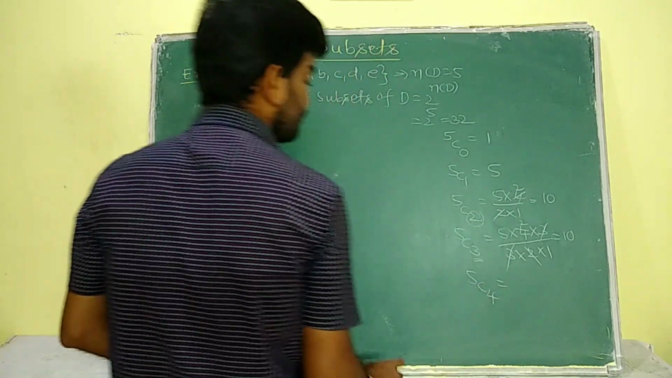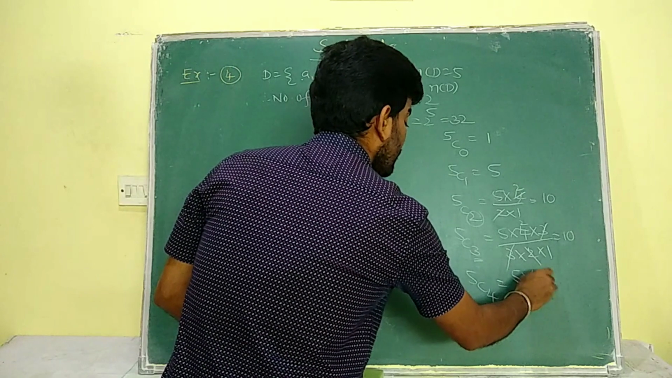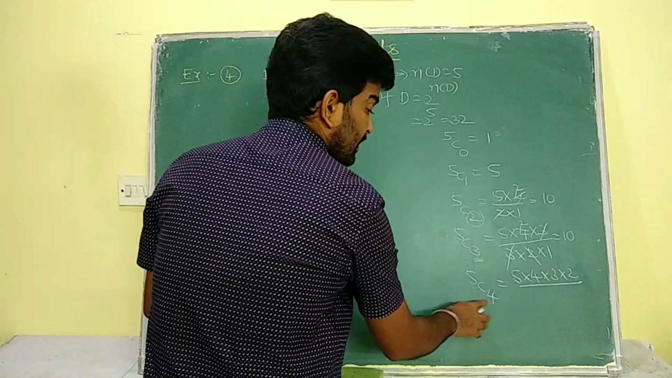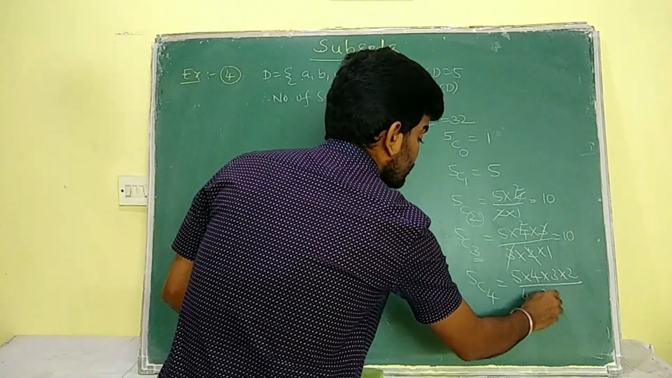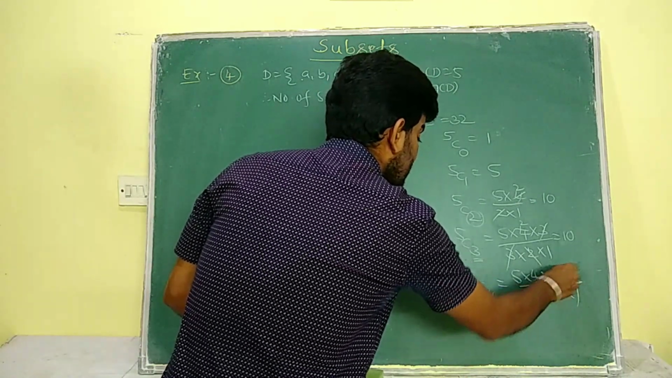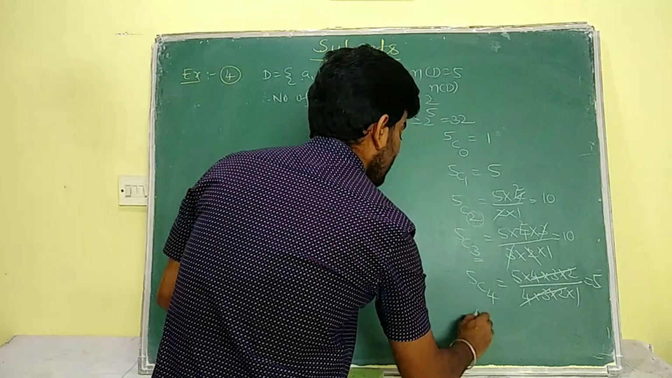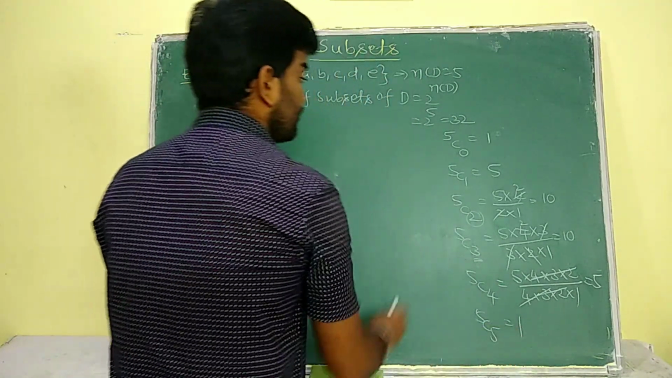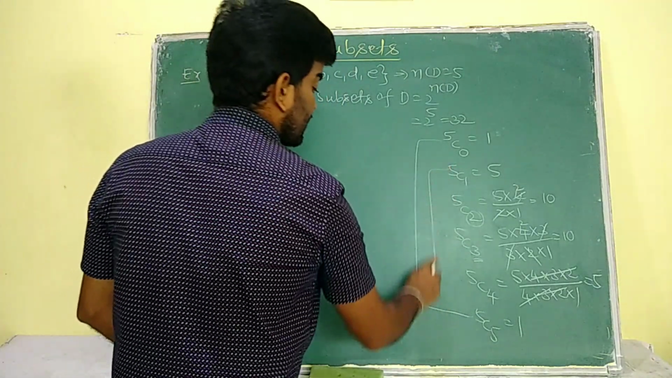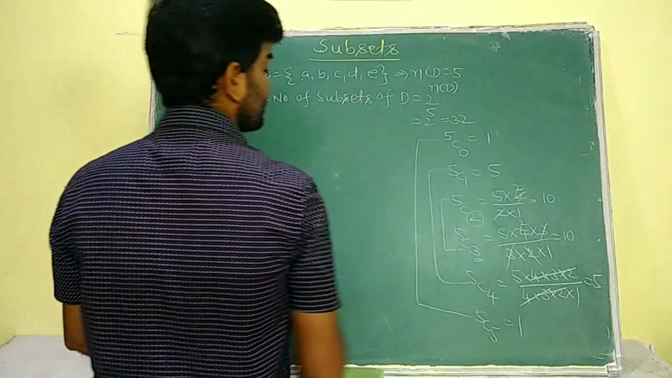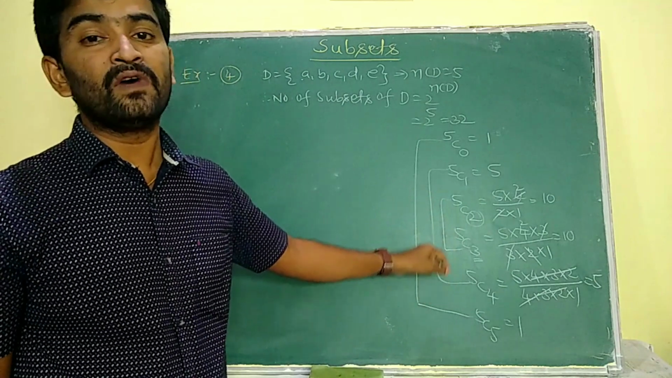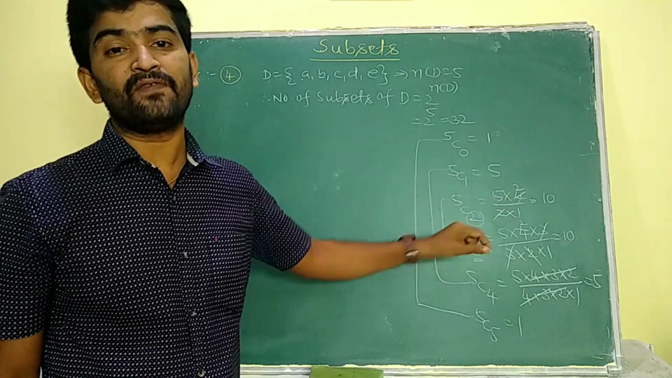5C4. 5C4 means, see, 5 into 4 into 3 into 2. That's it. Why? Because 4 numbers backside we have to move, and 4 into 3 into 2 into 1. See, this 4 into 3 into 2 will cancel with this. Then 5 left. 5C5 is again 1. And one more logic is 5C0 and 5C5 are same. 5C1 and 5C4 are same. 5C2 and 5C3 are same. This is the logic to find out the number of subsets of the specific number of elements.